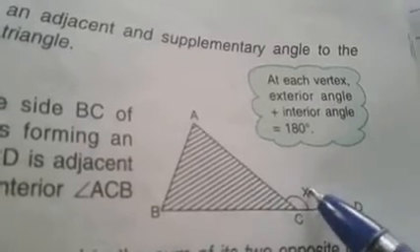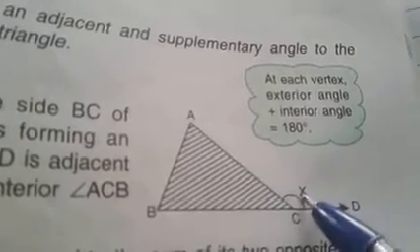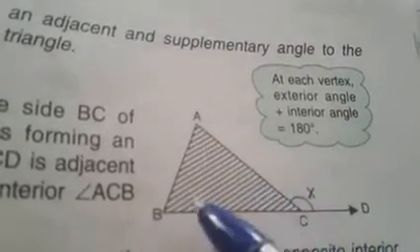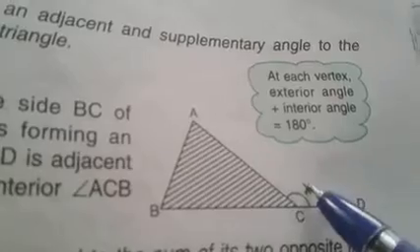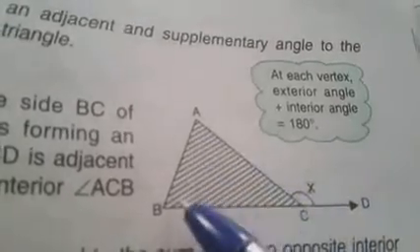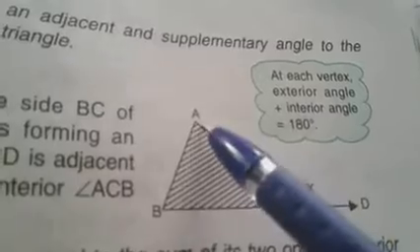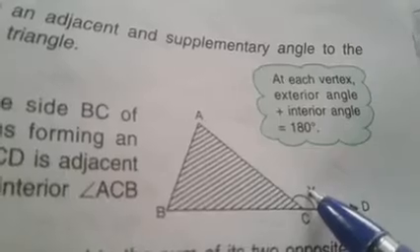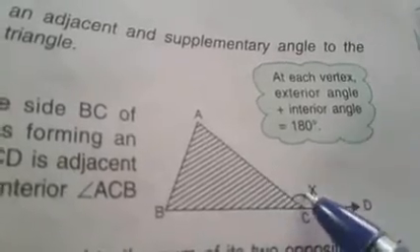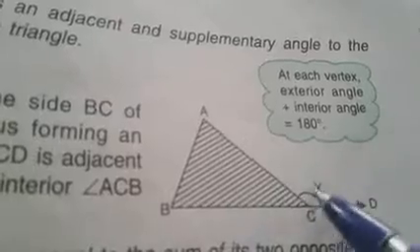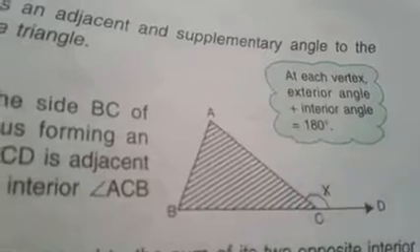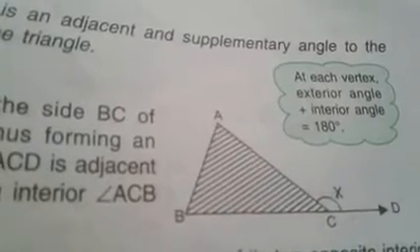So this exterior angle X is equal to the sum of the opposite interior angles. These two are the opposite interior angles. Angle X is equal to angle A plus angle B. These two are the opposite interior angles of this exterior angle. You will say this is also opposite. No, this is not opposite. These are adjacent angles. Angle ACB plus angle ACD will give you 180 degrees because they are adjacent angles. This we have studied before.